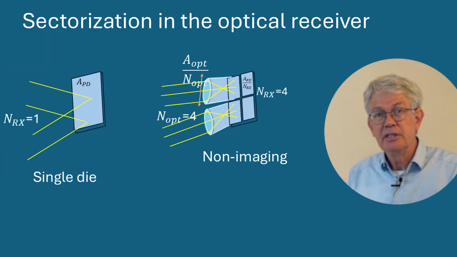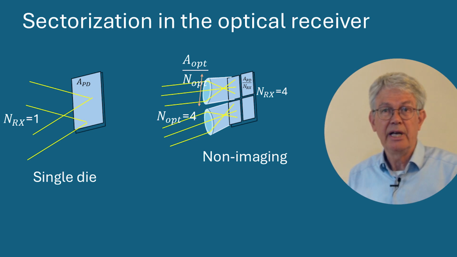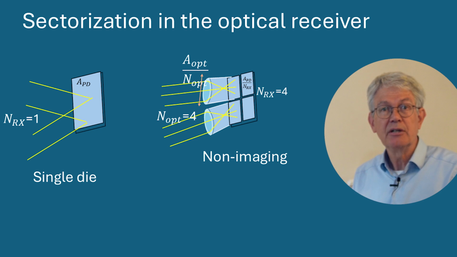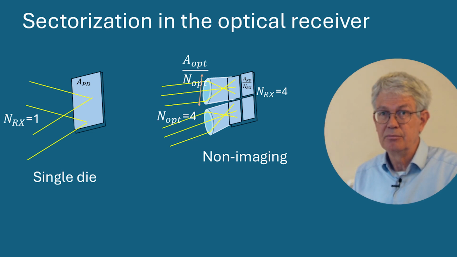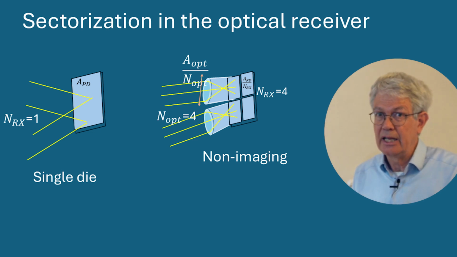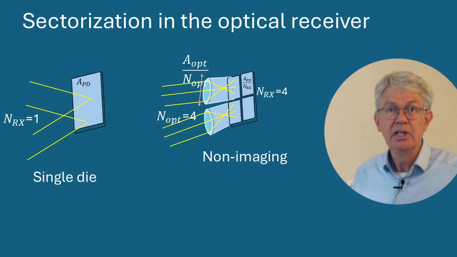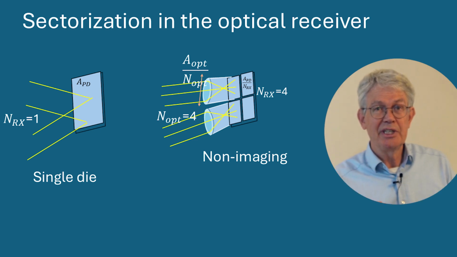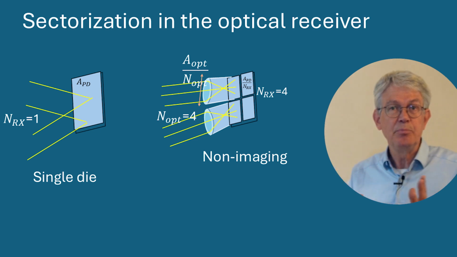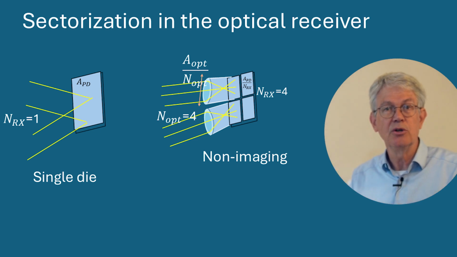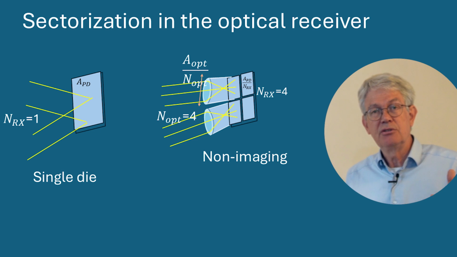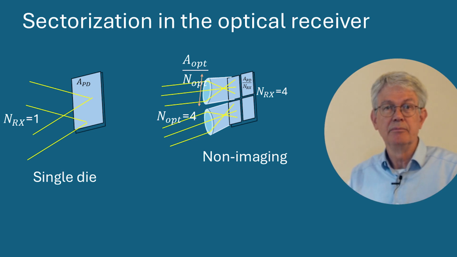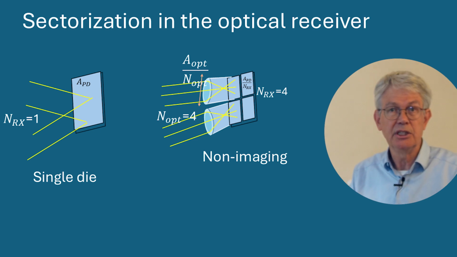Does it work in the same way if I have a directional receiver? Do I also have the n-squared effect on the signal-to-noise ratio? The lesson of our investigation is, it is not. So let's start to consider a single die of an area A_PD, the area of the photodiode, and it just has one sector. It looks into the entire coverage area. So n here is equal to 1.